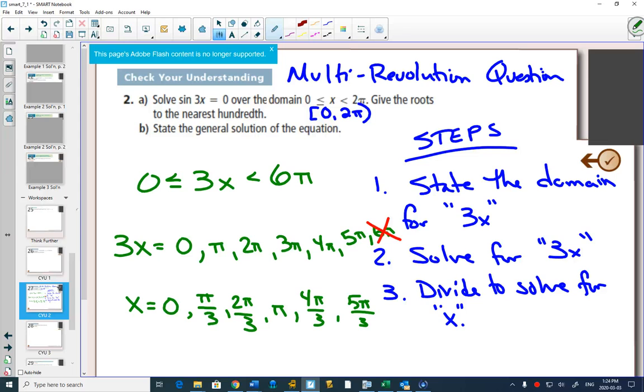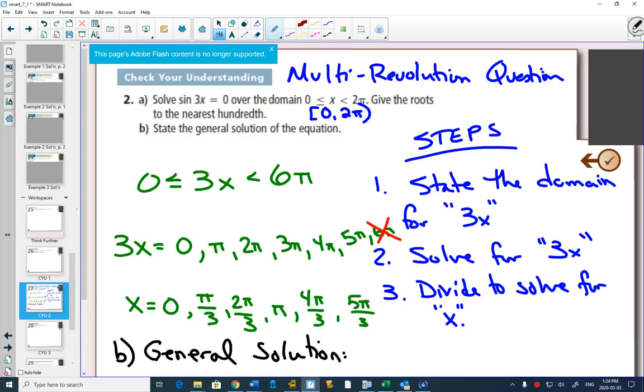Okay, so these are our steps. Now, part B says state the general solution. If we look at our notes from yesterday, it says you can find the general solution by first solving between 0 and 2 pi. We've done that already. And then adding 2k pi to all of your answers.